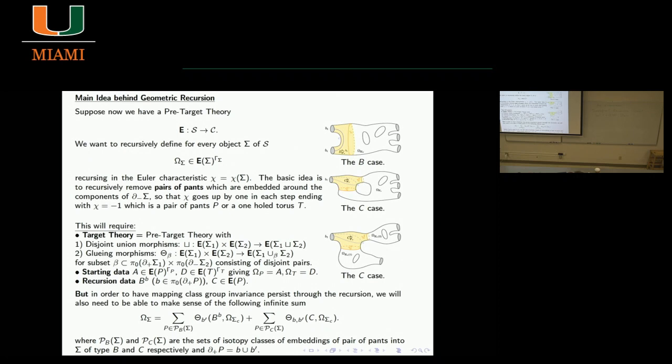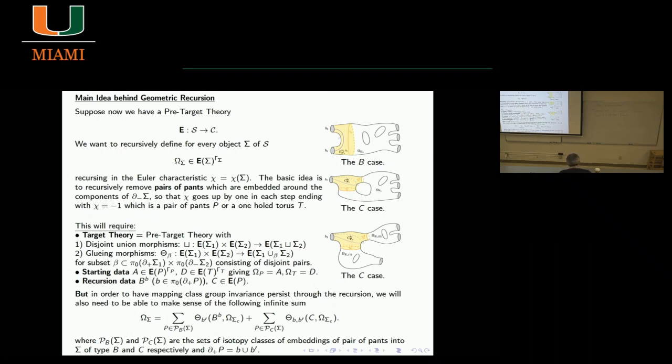So therefore, if I want this whole thing to run, well, I have my pre-target theory. But I now want it to be a target theory. And being a target theory means two more things. It means that I have disjoint union morphisms, which are bilinear maps like this. And then I have gluing morphisms, which are also bilinear maps like this, where this is the surface that is obtained by gluing sigma 1 to sigma 2 along a disjoint set of pairs of boundary components, outs from the first and ins on the second.